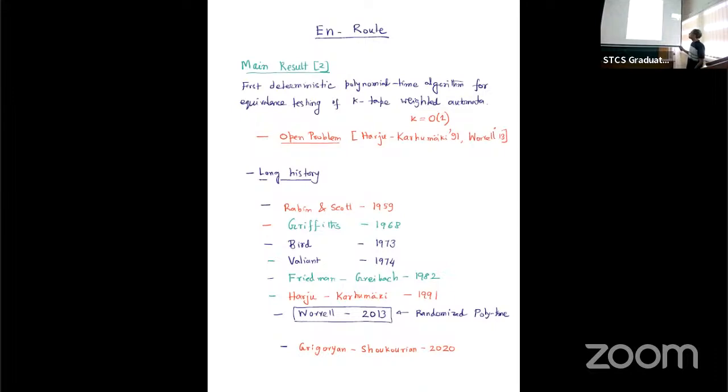But this question has a very long history. It was asked by, and studied by, several people, like Rabin, Scott, Whitfield, Bird, Valiant, Friedman, Hartzu. And the result that is very instrumental for us is the result by Worrell, 2013, where he gave a randomized polynomial algorithm for this problem. And the main question also: can we find a deterministic polynomial algorithm? And this is what we settle.